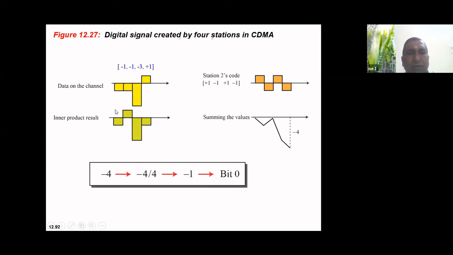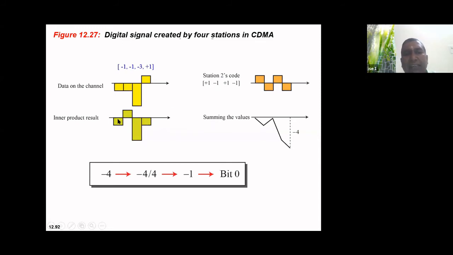So I'll do the inner product. I multiply these two. I'll be getting the result of these two as -1, and this becomes +1, and this is -3, and +1 is -3, and this is +1 -1, +1 -1. It is giving me -1.